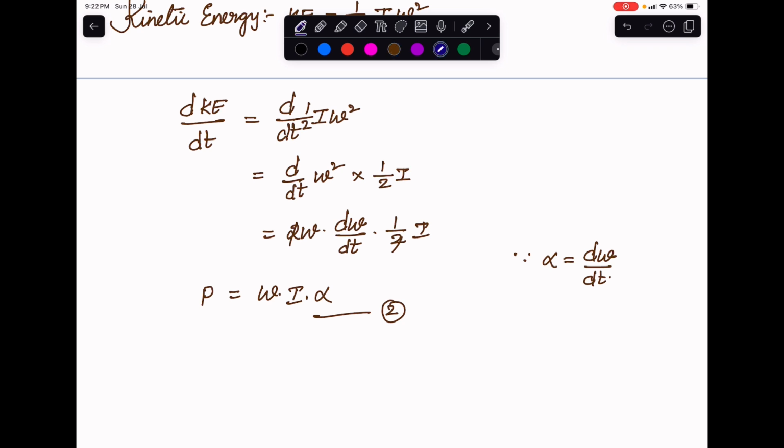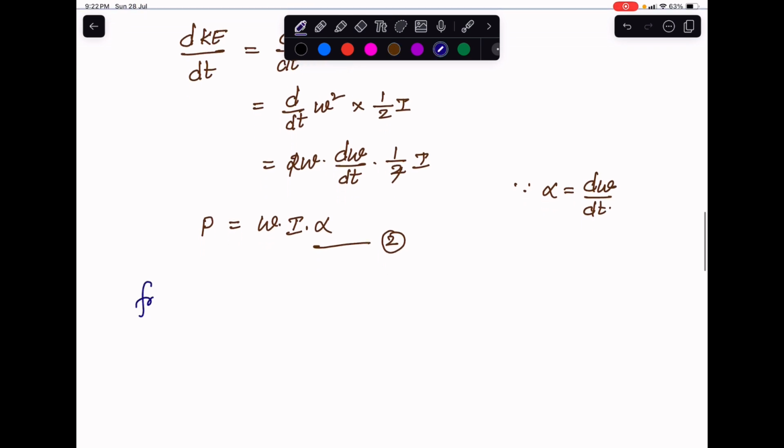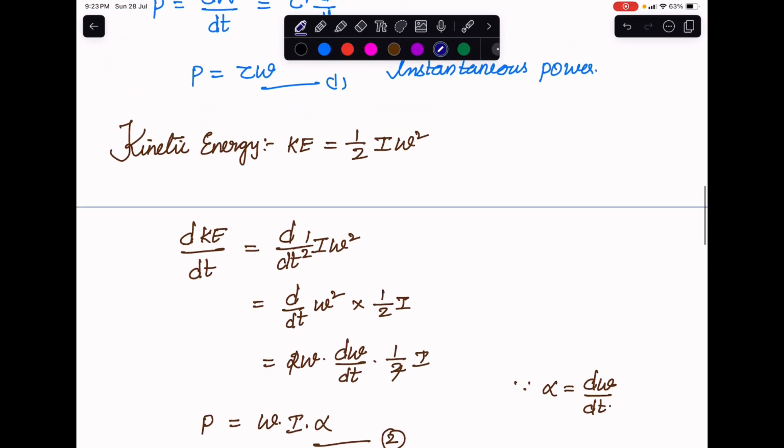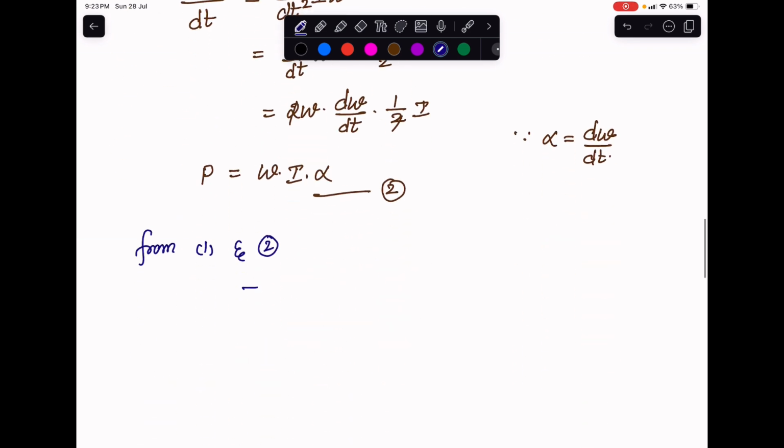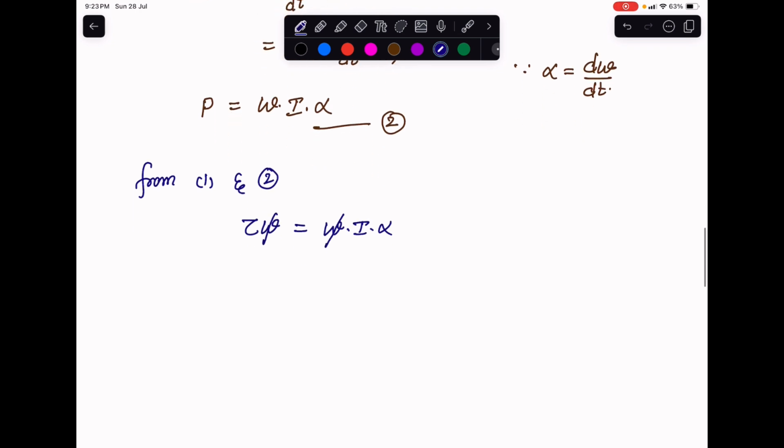So I would like to equate both of them, from 1 and 2. What is the first equation we got previously? Tau omega, and on the right hand side it will be omega into I into alpha. Omega on either side is cancelled because it is constant for the entire rigid body, or system of n number of particles under rotatory motion, and thus I got an expression for tau equals I alpha.